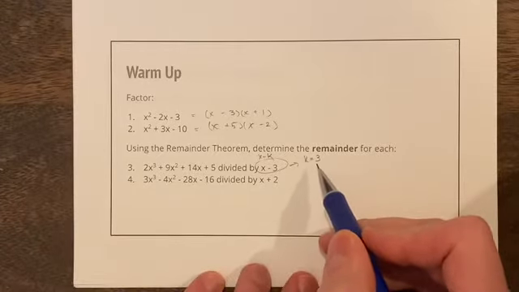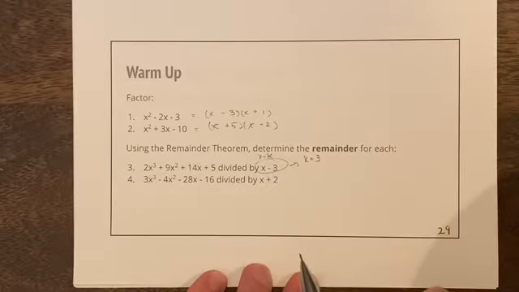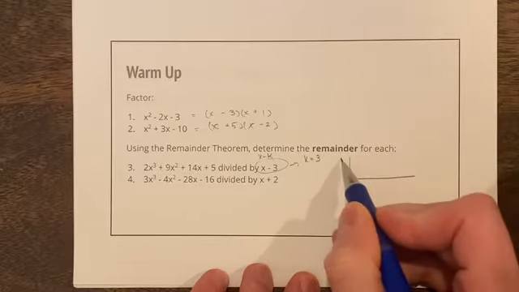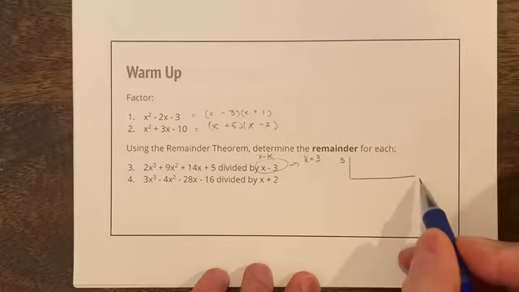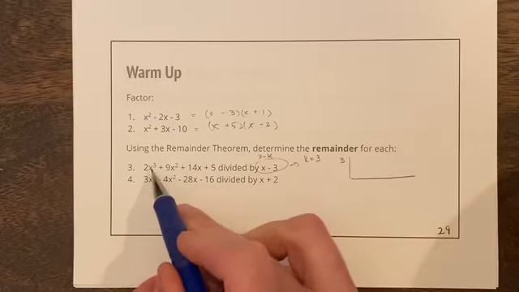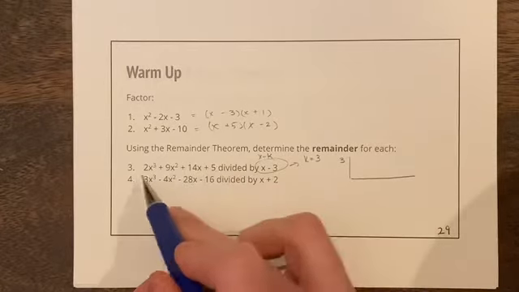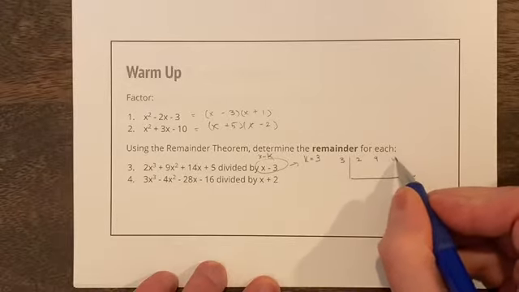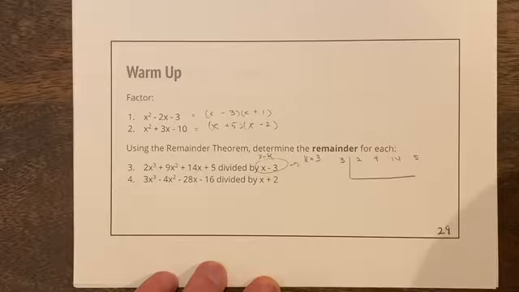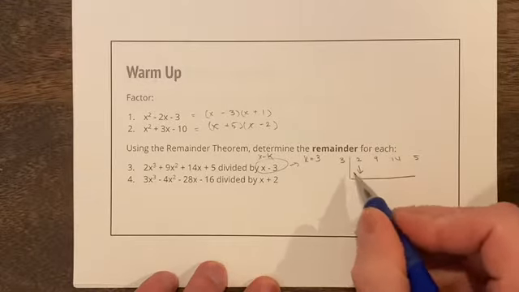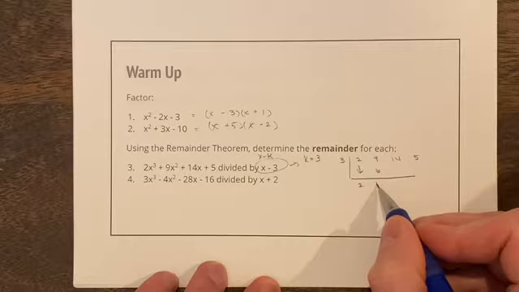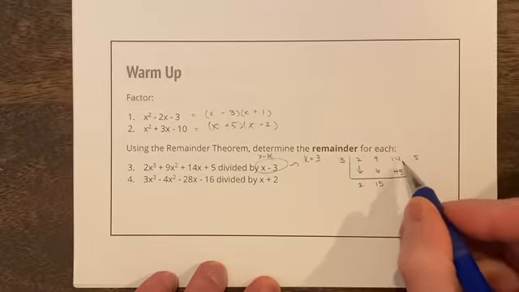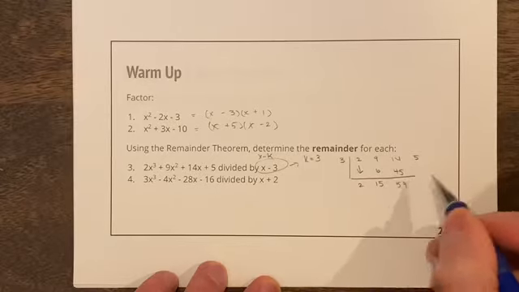So we're going to use the remainder theorem, which means we need to use synthetic substitution to figure out what the remainder is going to be all the way at the end. We have a degree of 3, 2, 1, 0, so we don't need any placeholders. So our coefficients are 2, 9, 14, and 5. We're going to drop down the 2. 3 times 2 is 6. 9 plus 6 is 15. 3 times 15 is going to be 45. 45 and 14 will be 59.